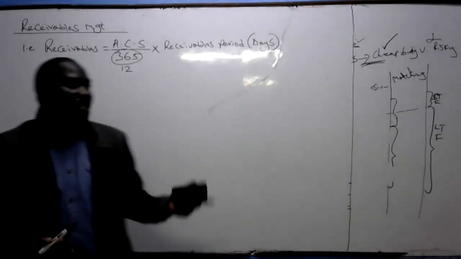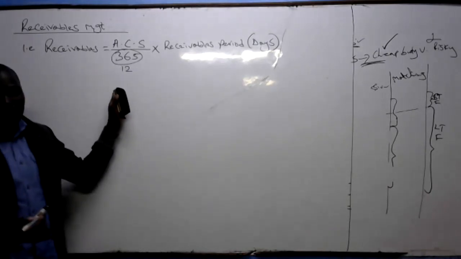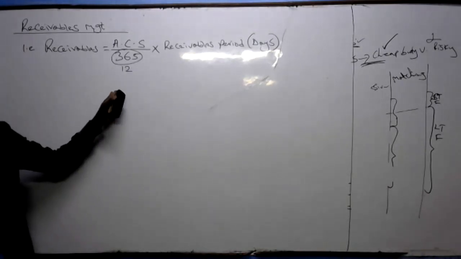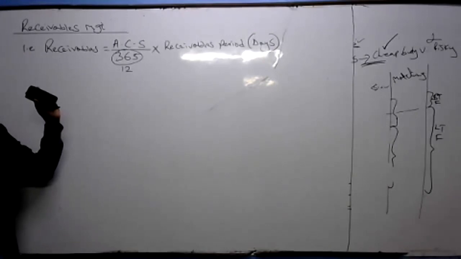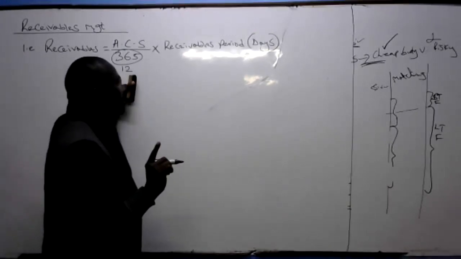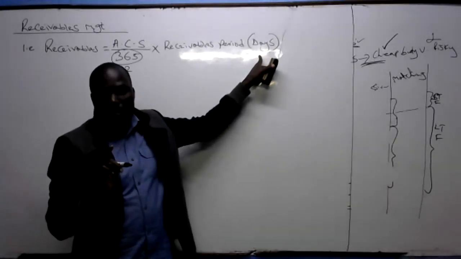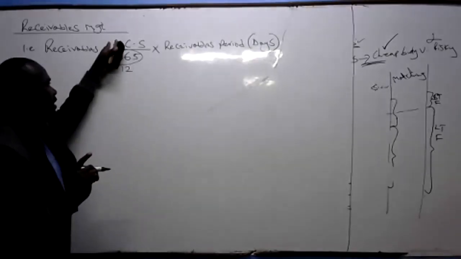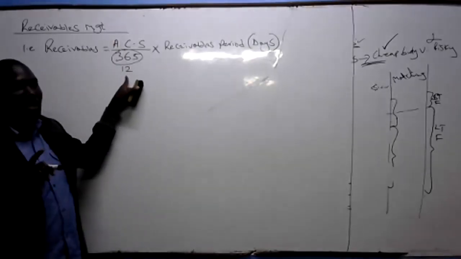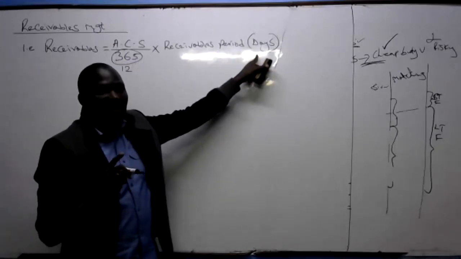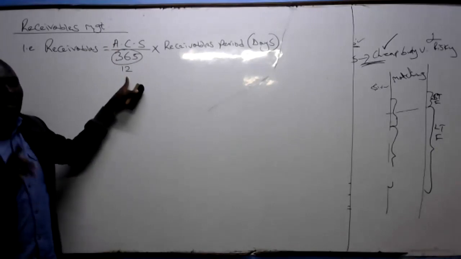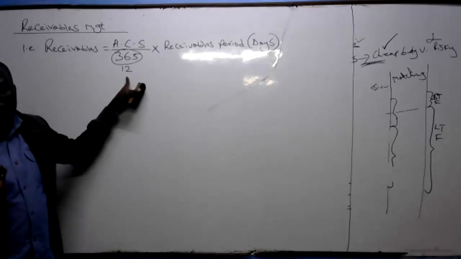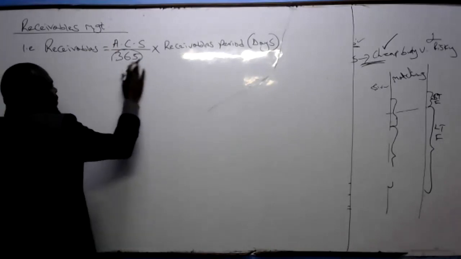So if the period has been given in months, we shall divide by 12. The question we did earlier was given in months. Yes, customers take 2.5 months. Receivables represent 2.5 months of credit sales. So we can divide by 12 and multiply by 2.5. So this is the formula: the credit sales over the number of days in a year times the period in days. If the period is in weeks, we shall divide by the number of weeks, 52 or 54, the examiner will give you. That's how.